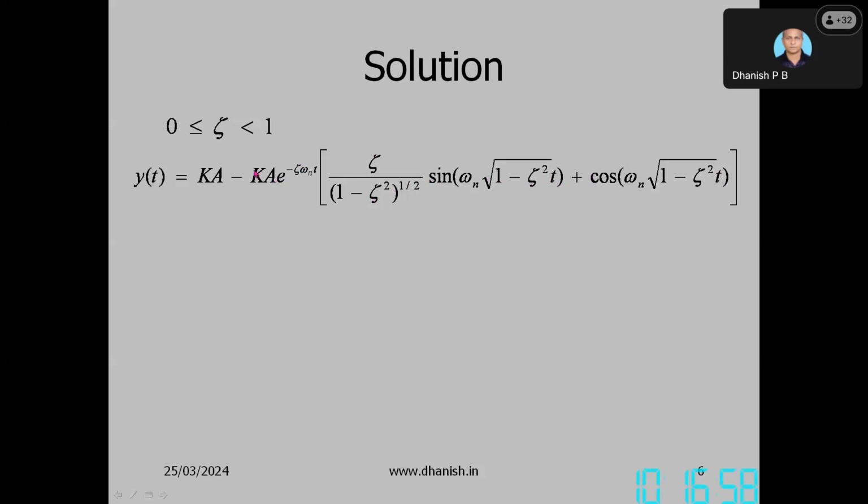So we are interested in what this will be. All these are properties of the system. K, A is the input of this step input. What is the height of the step? Zeta is the damping ratio. Omega n is the natural frequency of the instrument. T is the time. So we would like to know how y(t) changes with respect to t. Okay, as t increases, what happens to the output of the instrument?